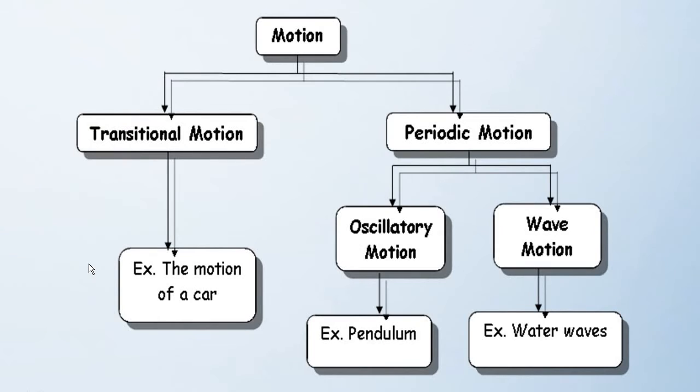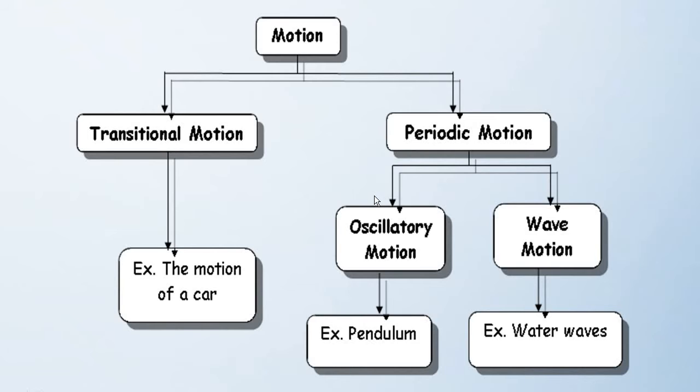First, motion has two types, which are translational motion. Translational motion, we took it before. It's the motion of a car that transfers from one point to another point, or like you when you move inside the class, you move from one point to another point. It's called translational motion. And the other type is called periodic motion.